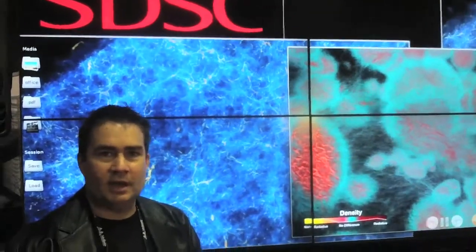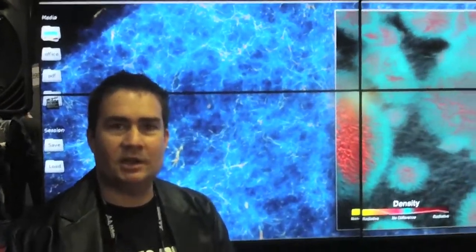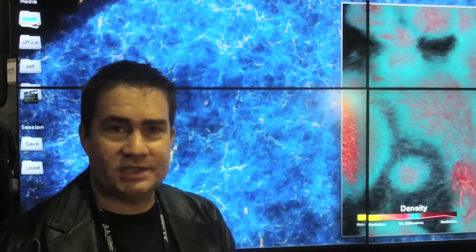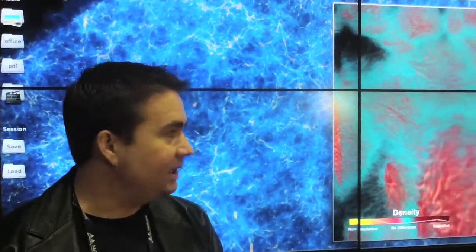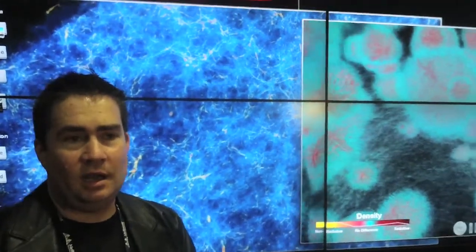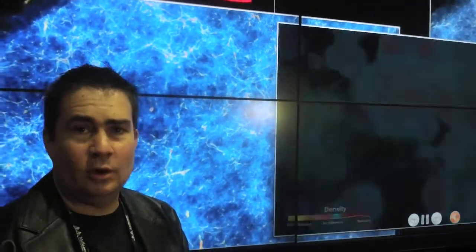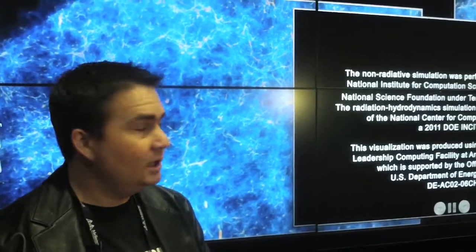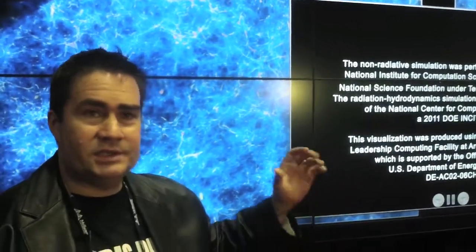Hi, I'm Rick Wagner, and I'm from the San Diego Supercomputing Centre, and I'm here at the SC11 conference in Seattle. And what you're looking at behind me are simulations of astrophysics that were done on Jaguar and Kraken at Oak Ridge National Laboratory. What's novel about these is they're very large scale.